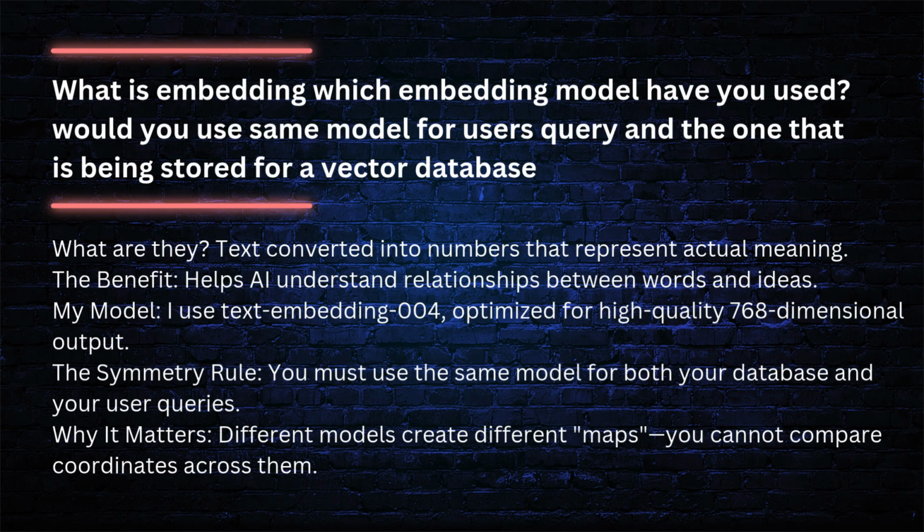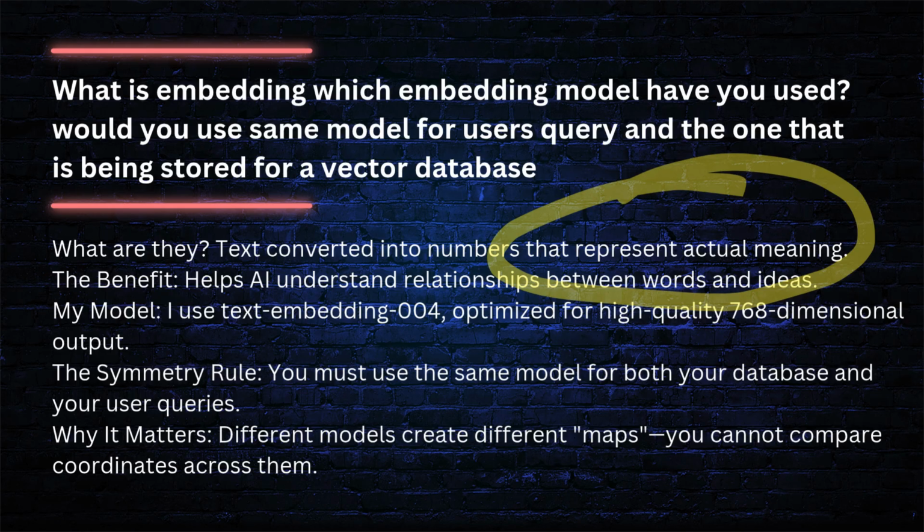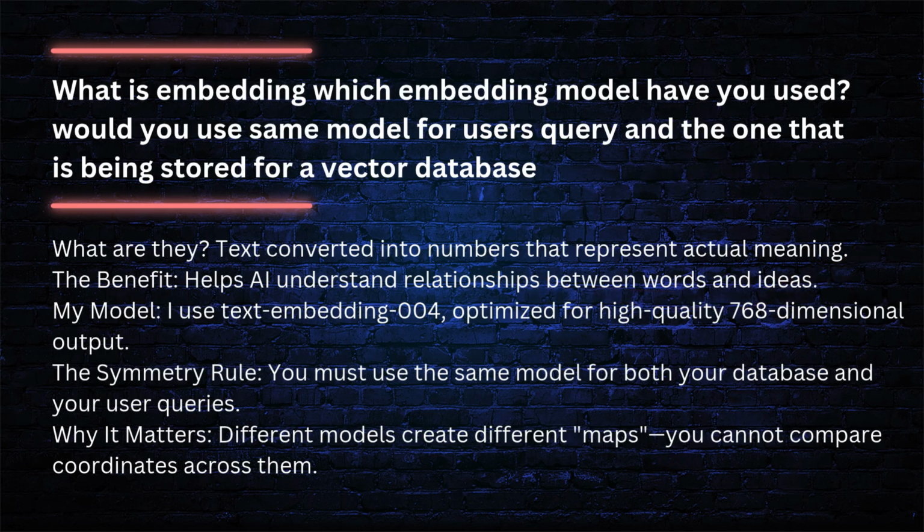What is embedding and which model have you used? So embedding converts text into a string of numbers that captures its actual meaning, allowing computers to understand relationships between different words and ideas. I typically use the text-embedding-004 model, which is Google's optimized model for generating high quality 768 dimensional text embeddings.